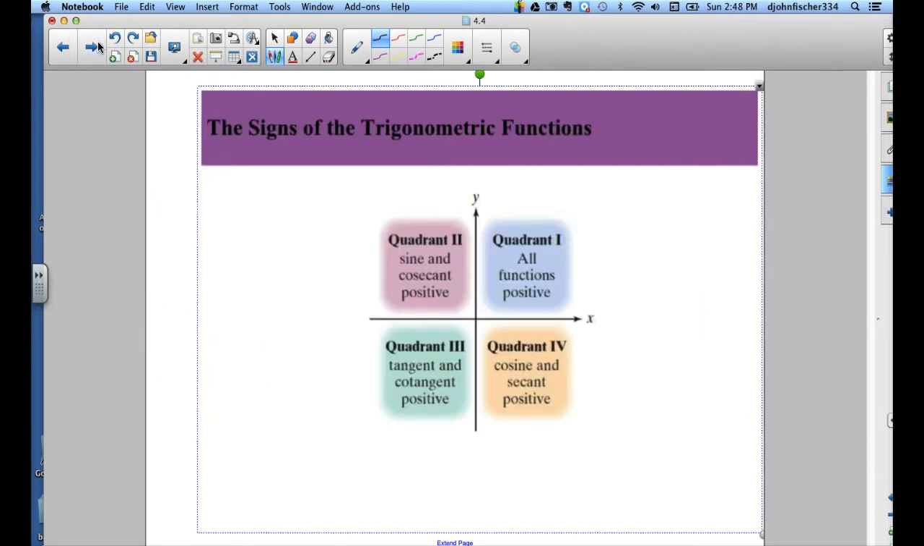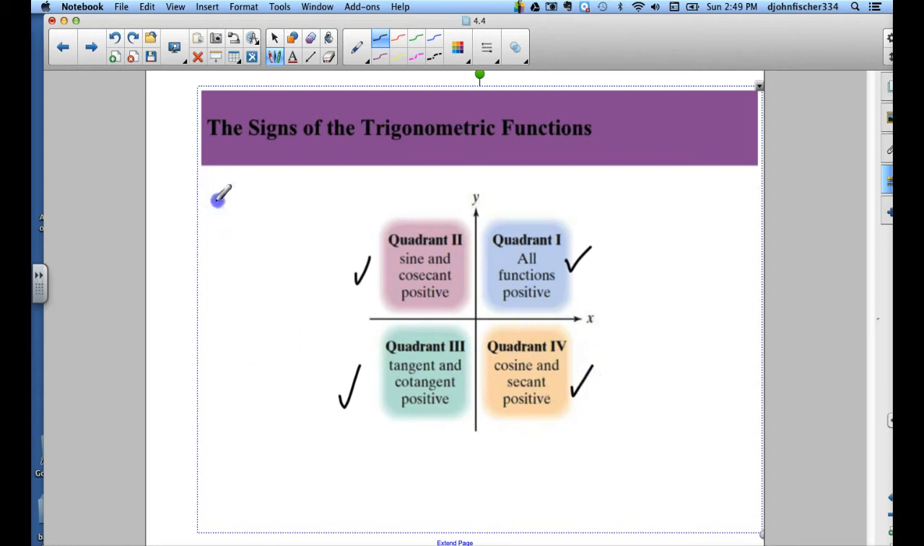Now, the things you know about the trig functions. It says in quadrant 1, all functions are positive. In quadrant 2, sine and cosecant are positive. In quadrant 3, tangent and cotangent are positive. In quadrant 4, cosine and secant are positive.